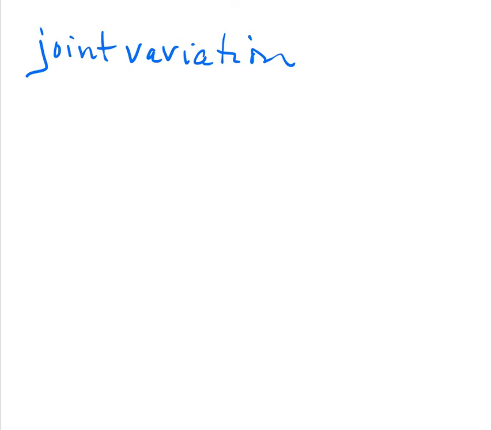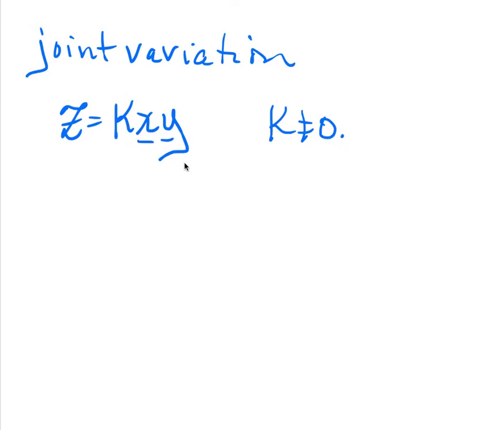For instance, if Z equals KXY, we still have a constant of variation in there, K. So this is all going to be direct, where K is not equal to 0, because otherwise there'd be no variation at all. When Z varies jointly with X and Y, other types of variation are also possible, as illustrated in the following example. Okay, so it's just that now you have two variables, X and Y, that are going to vary jointly with Z. All right, example 5.